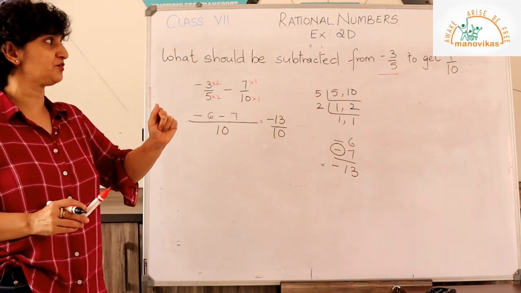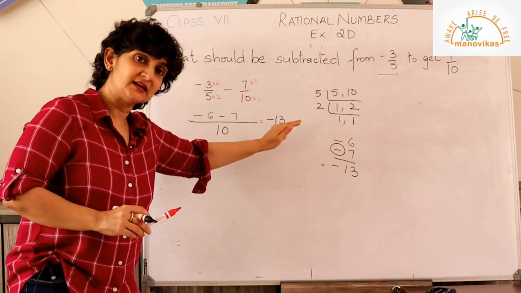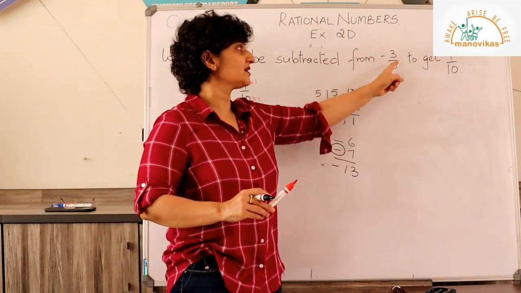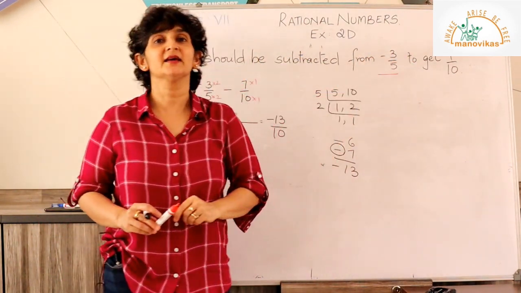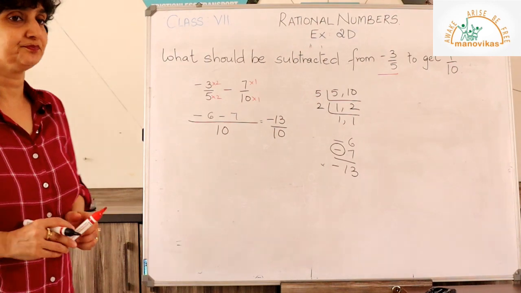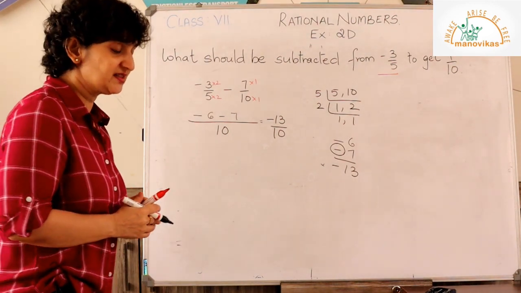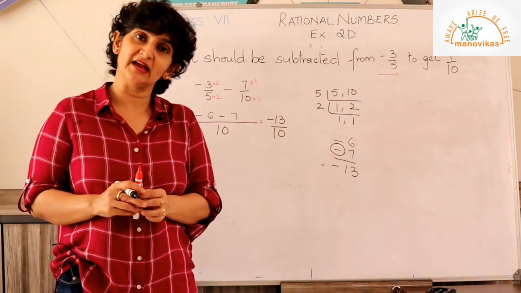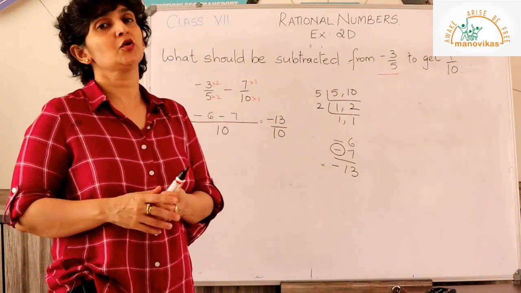So what should be subtracted? Minus 13 upon 10 should be subtracted from minus 3 upon 5 to get 7 upon 10. With this, I finish with the exercise 2D. Please work out. If you have any problems, any difficulty, you can come back to me.